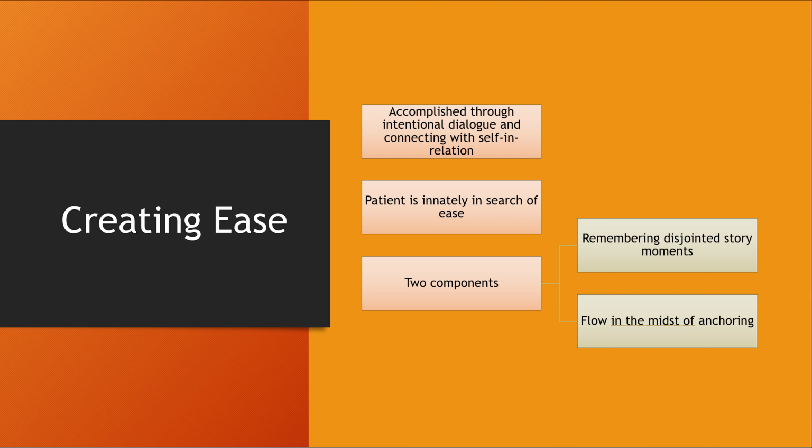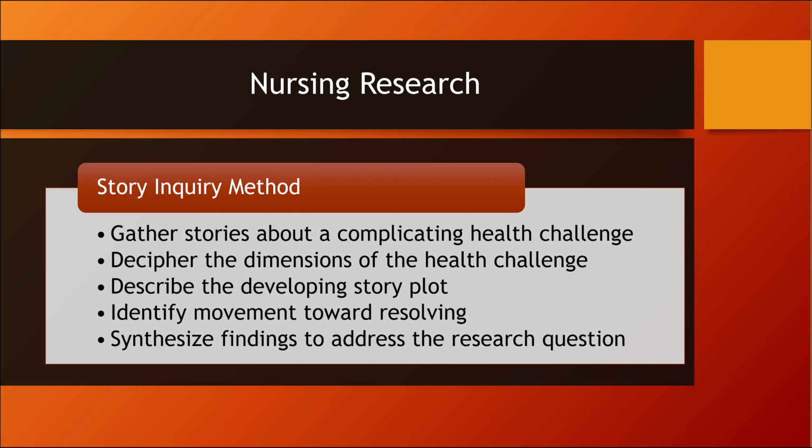Liehr recommends using her story inquiry method when utilizing the theory to perform research. This is a systematic approach used to guide data collection and analysis. She recommends 5 processes of inquiry, which are as follows: gather stories about a complicating health challenge, decipher the dimensions of the health challenge, describe the developing story plot, identify movement towards resolving, and synthesize findings to address the research question. At this time, there have been 5 research studies that reported findings guided by this method.